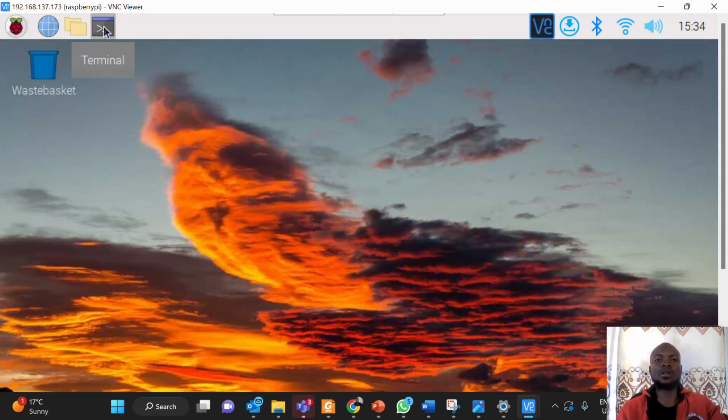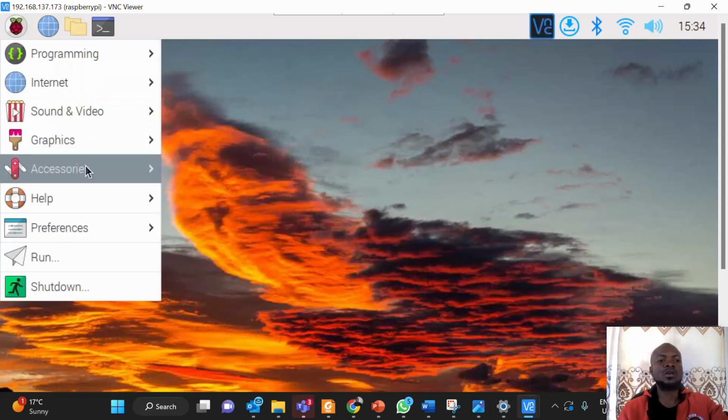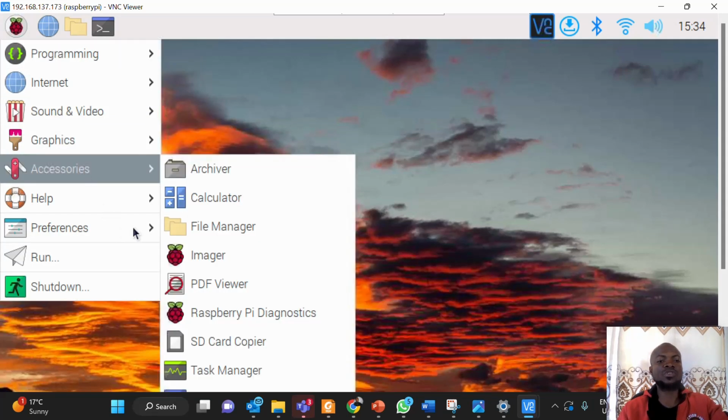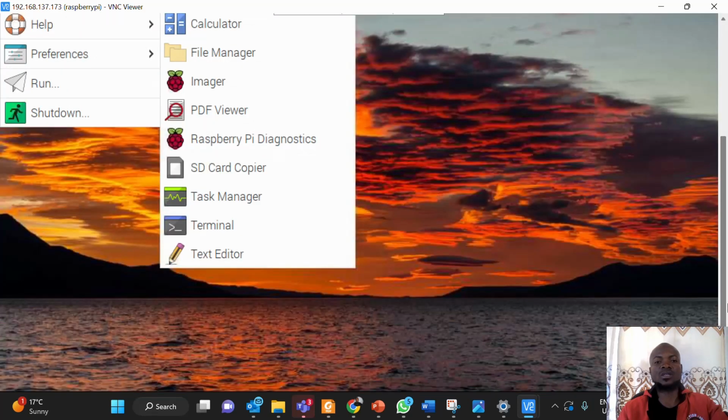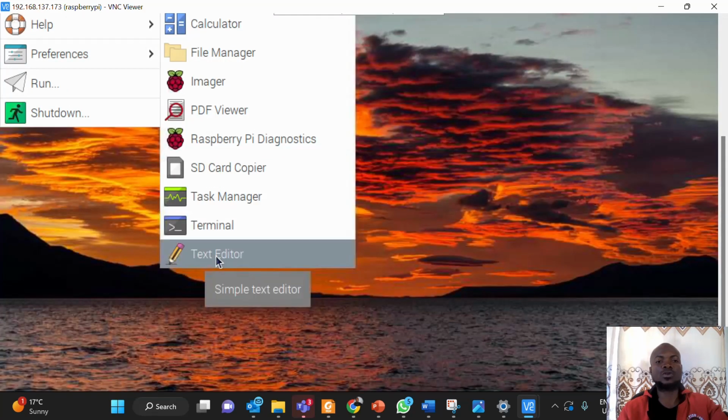Okay, you can use the terminal to write your Python script, but it will be slow and it might take your time. So to make it faster, you come to your Raspberry Pi menu, you click on it. You can use this preference, accessories rather. At accessories, then click on text editor. When you click on text editor, then you type in your code.